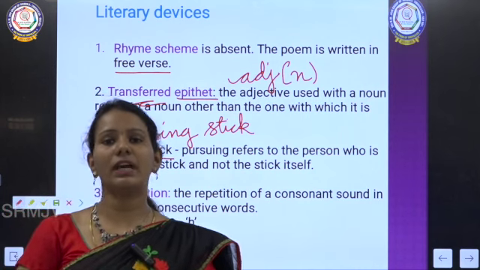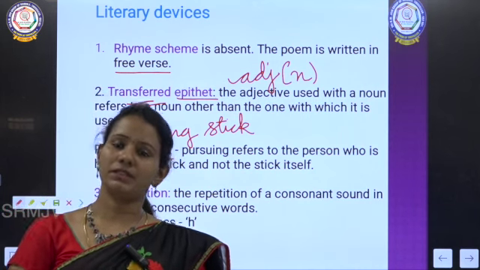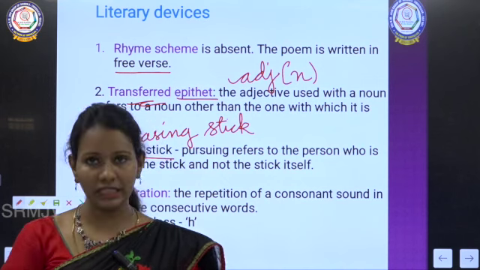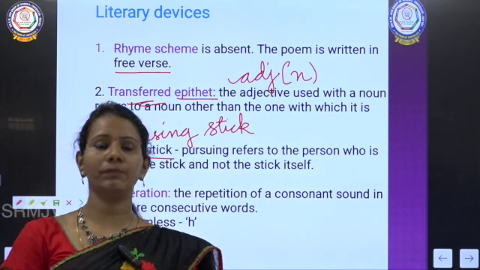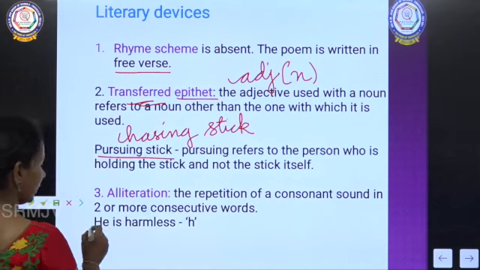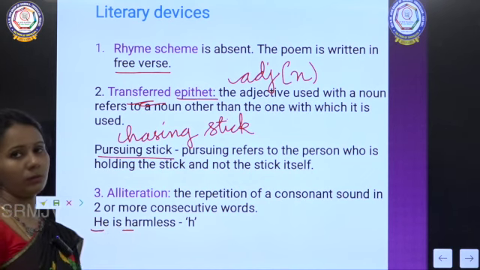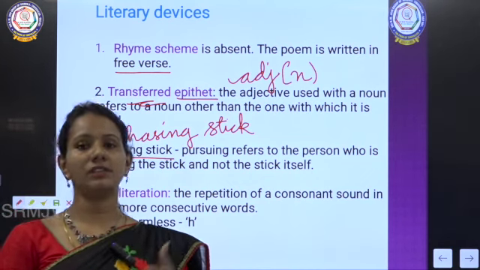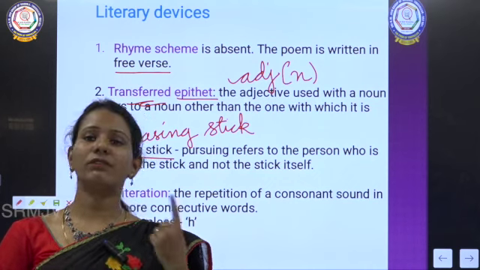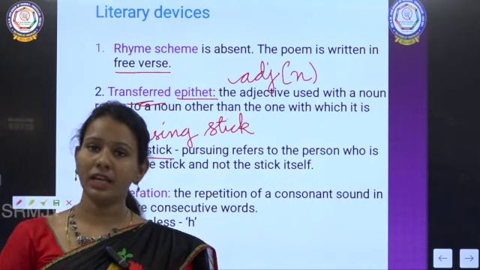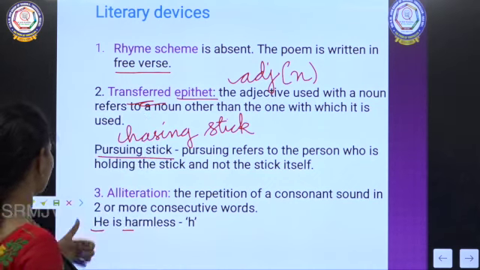The next we come to alliteration. Alliteration means repetition of consonant sounds occurring in the same line of the poem. He is harmless. So, the ha sound is repeated, and that is where the alliteration is. We have one more poetic device, enjambment. I hope you people would remember it.